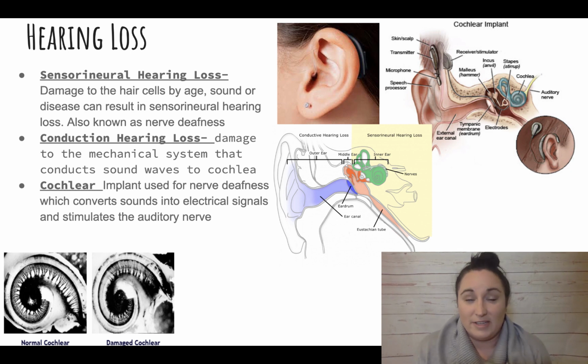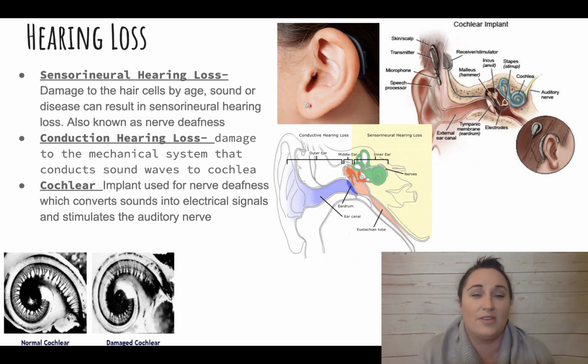So some people experience hearing loss, and there are two different types that you need to know. Sensorineural hearing loss is the more common type, and this is damage to those hair cells we were talking about. It can be from age, from listening to too high a decibel of sound for too long, or as a result of disease or infection. It's also known as nerve deafness. There's a hearing aid in the first image that could be used for sensorineural hearing loss.